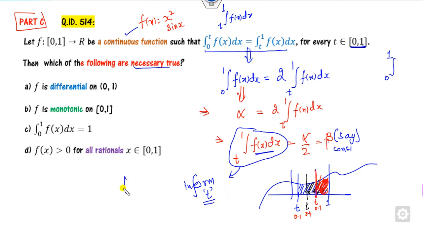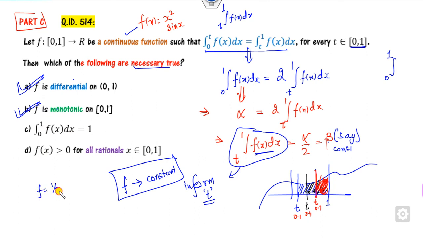The function should be a constant, always, because the area is constant, so the function must be constant. Once f is a constant, is the constant function differentiable? Yes. Is the constant function monotonic? Yes. Is the integration 1? So f is a constant, so you can consider f is say half. Is the integration of half 1? No.